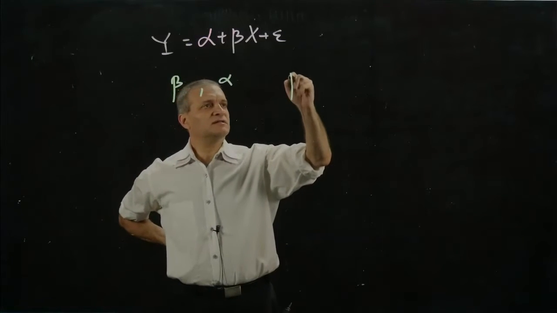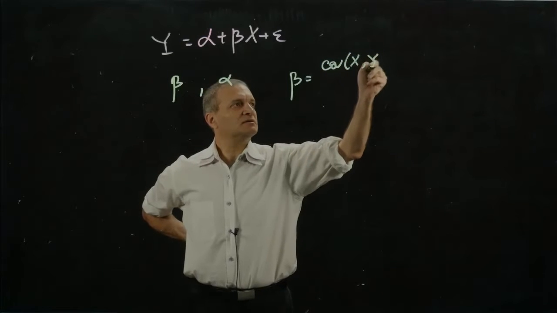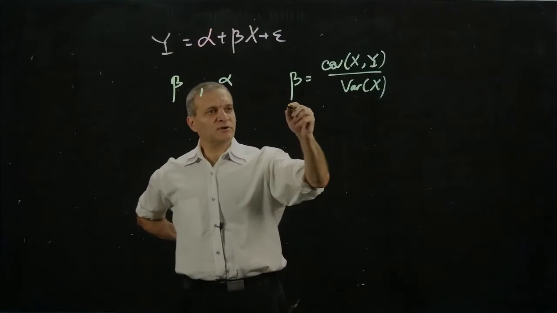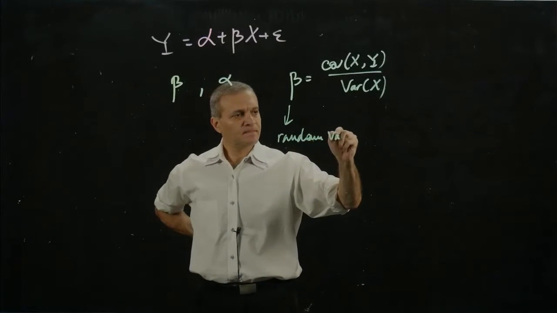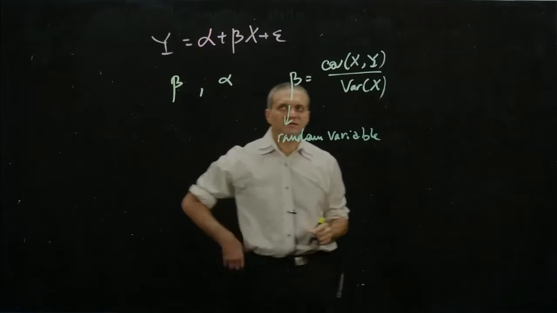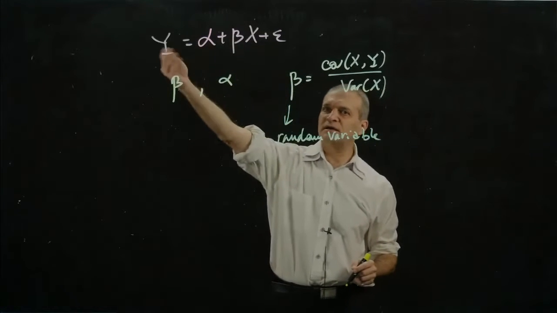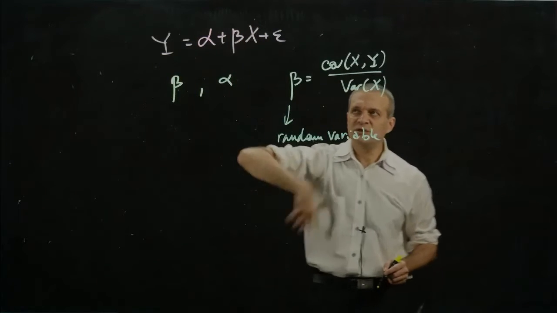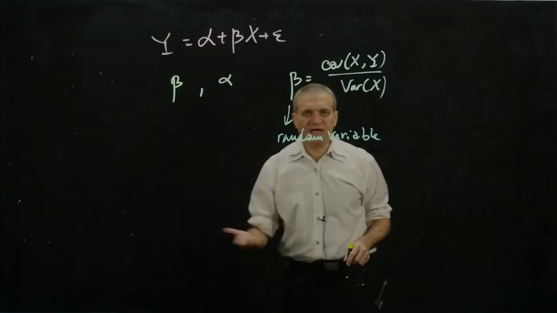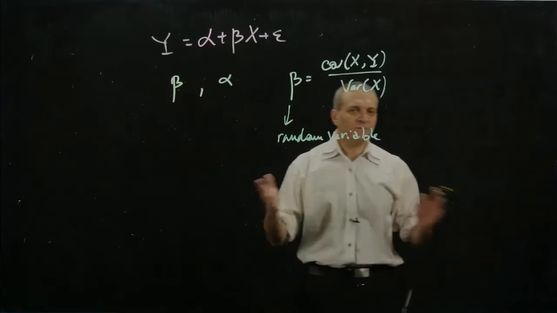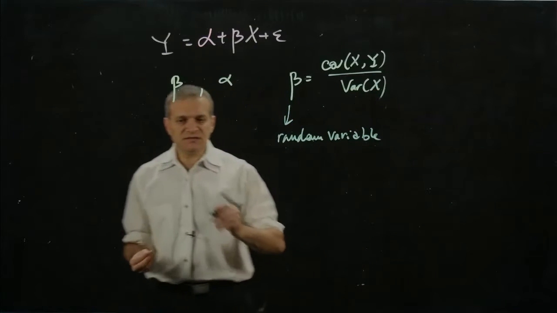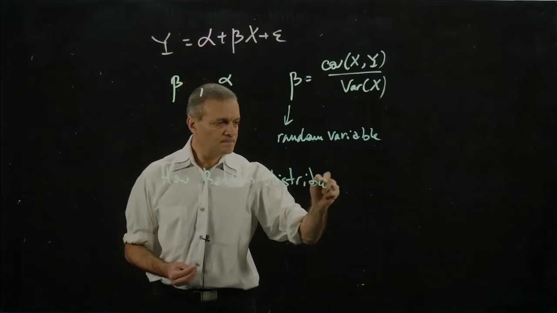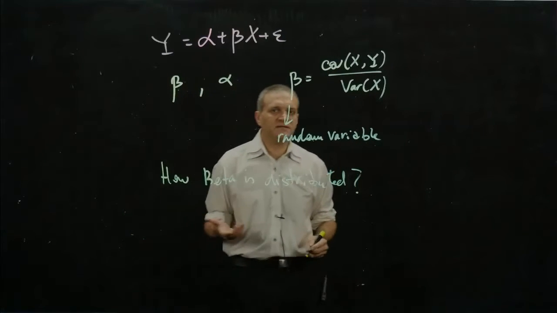So let's recall that beta is basically given by this formula, okay? And what we want to talk about is that beta is also a random variable. You can think about it this way: we said that x and y are normally distributed, so you simulate x, you simulate y, you calculate your regression, and you get a certain beta. Then you do it again, and you get another beta. Then you do it again, and you get another beta. So beta is also a random variable, and the question is how beta is distributed.